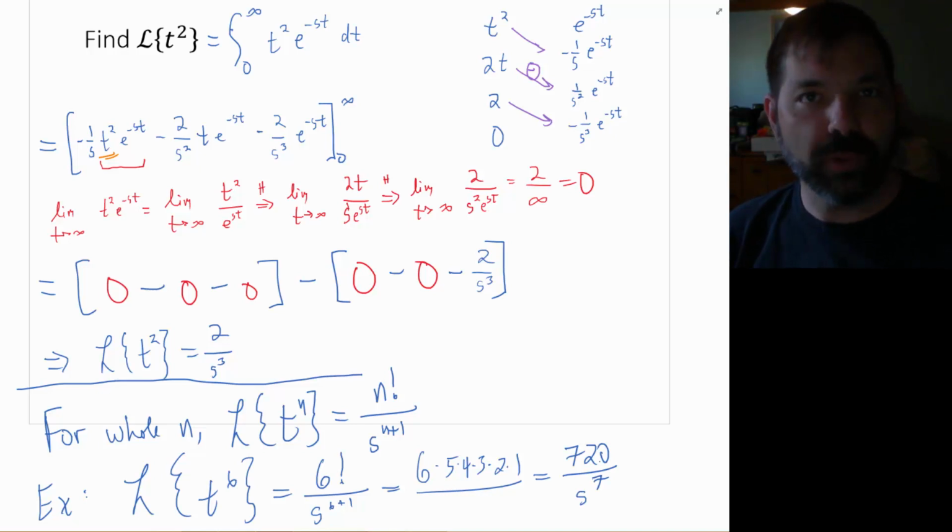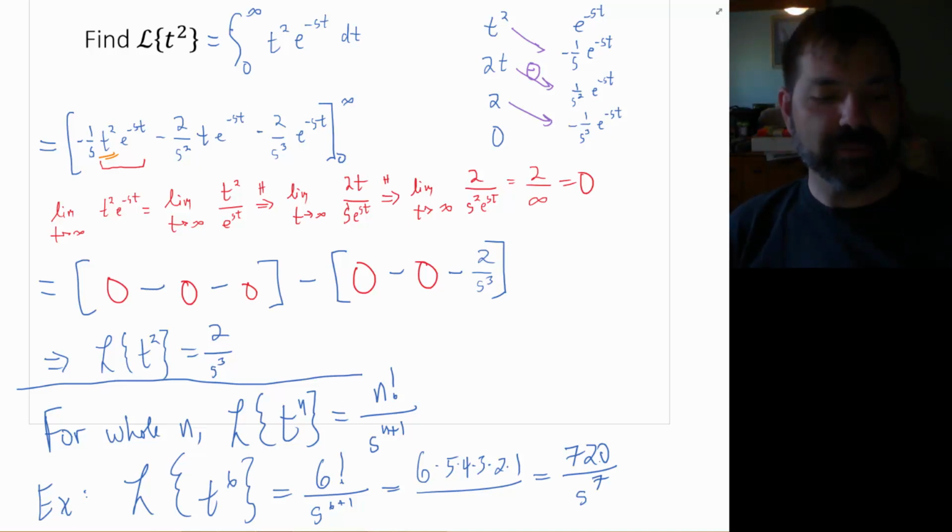You don't have to memorize this formula. I'm going to give you a formula sheet that you're going to be allowed to use on all quizzes and tests, but you have to be able to use it correctly.